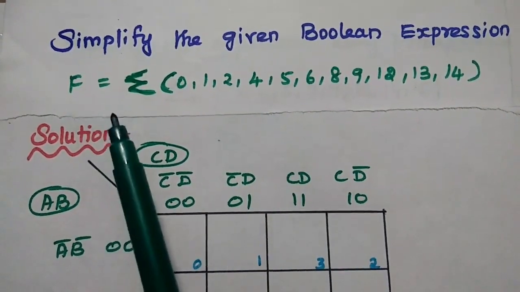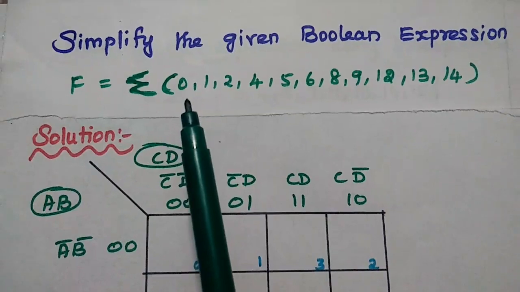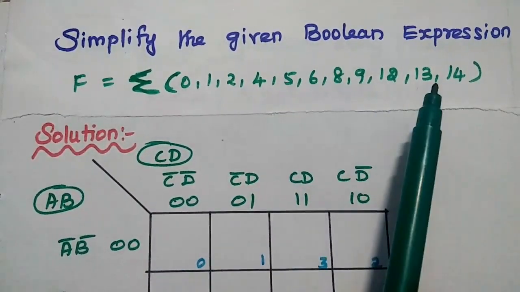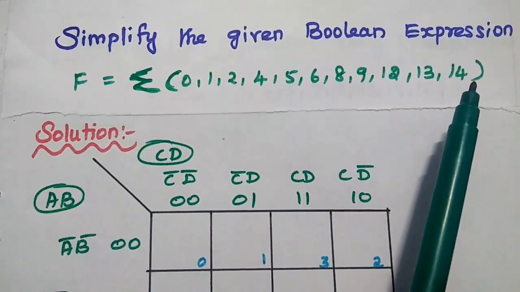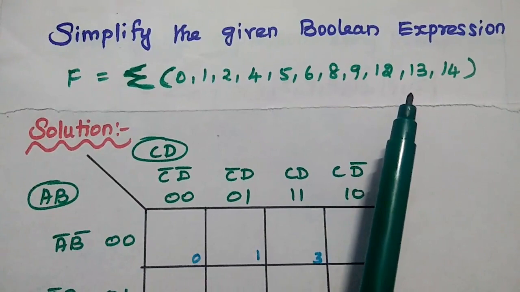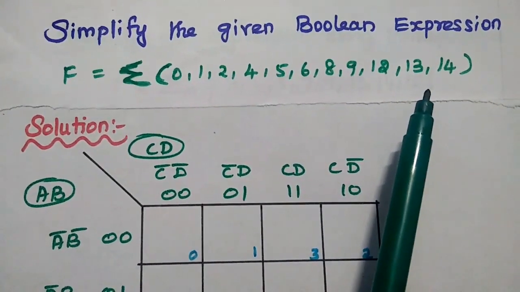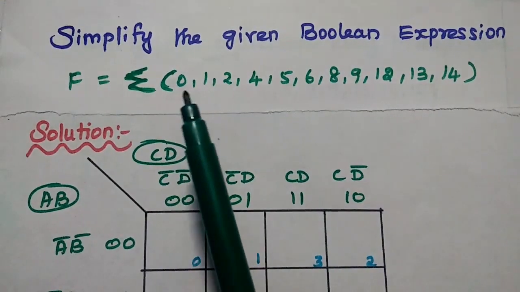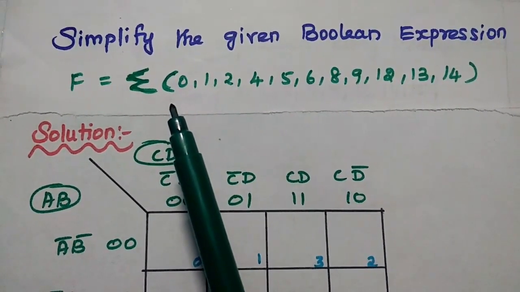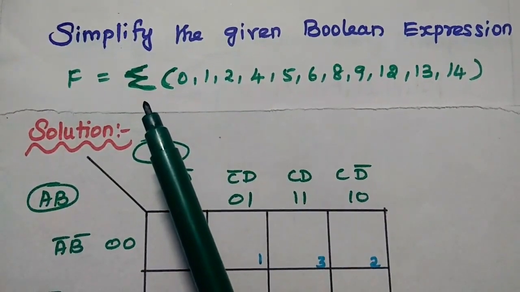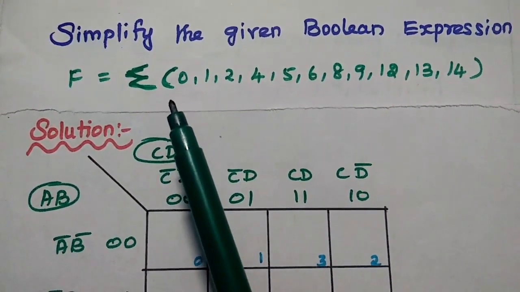The next problem is to simplify the given Boolean expression. The Boolean function f is equal to summation of 0, 1, 2, 4, 5, 6, 8, 9, 12, 13 and 14. In the previous examples, the problems were given directly with their variables. Correct? But in this problem, they have given an expression in terms of min terms. Summation represents what? Sum of products, that is SOP.